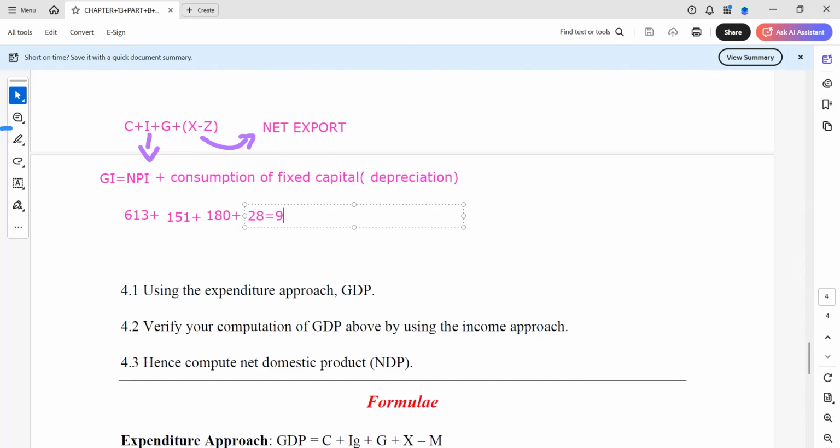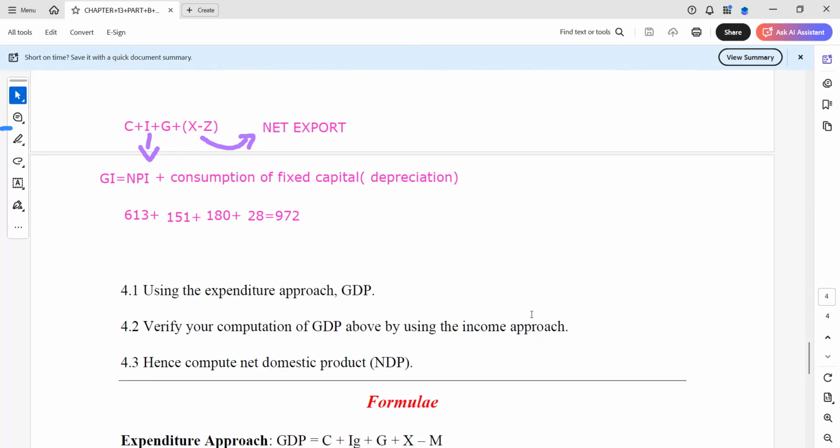I'm getting 972. All right. So this is our GDP using the expenditure approach. And then they say verify your computation of GDP above by using the income approach.